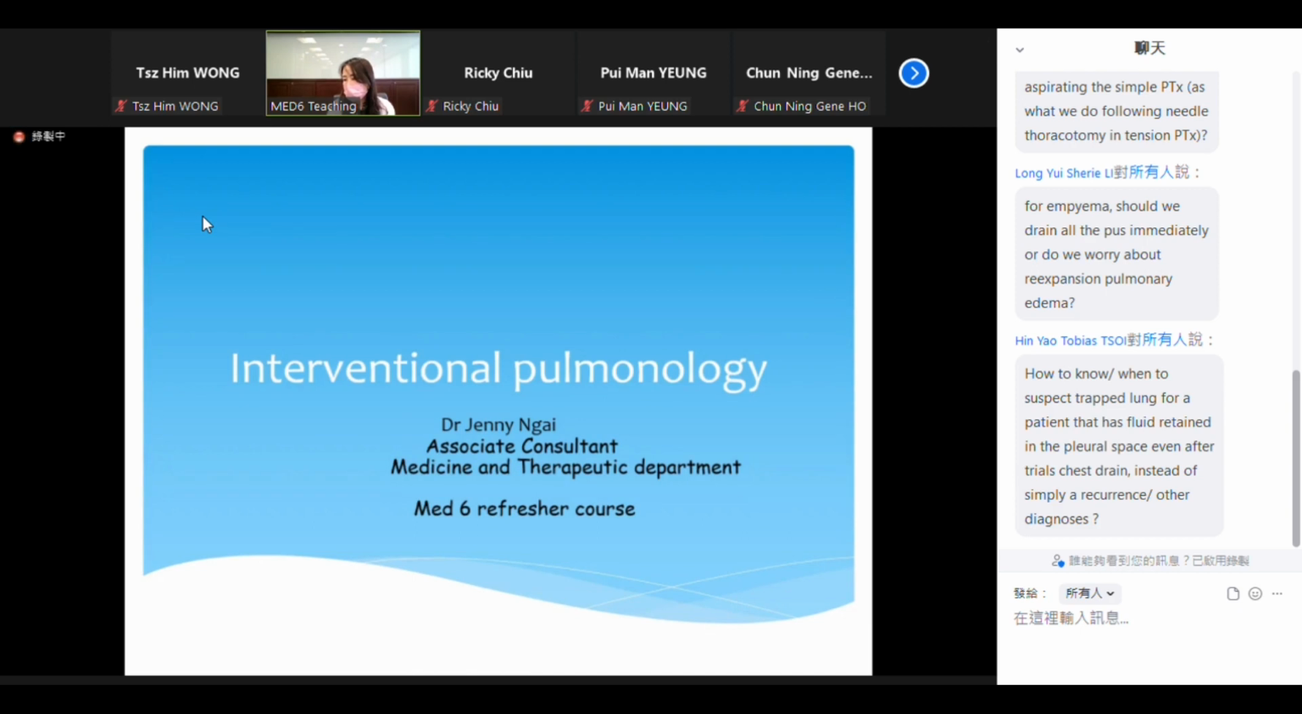So the next question is about the trapped lung. How do we know when to suspect trapped lung for a patient that has fluid retained in the pleural space, even after a trial chest drain, instead of simply a recurrence or other diagnosis? It's very easy, trapped lung. For the diagnosis of trapped lung, after you drain all the pleural effusion, you can see an air space in the chest X-ray. So you have to think, is that iatrogenic pneumothorax? When we insert the pigtail, we drain the residual pleural fluid, and then there's air going in there.